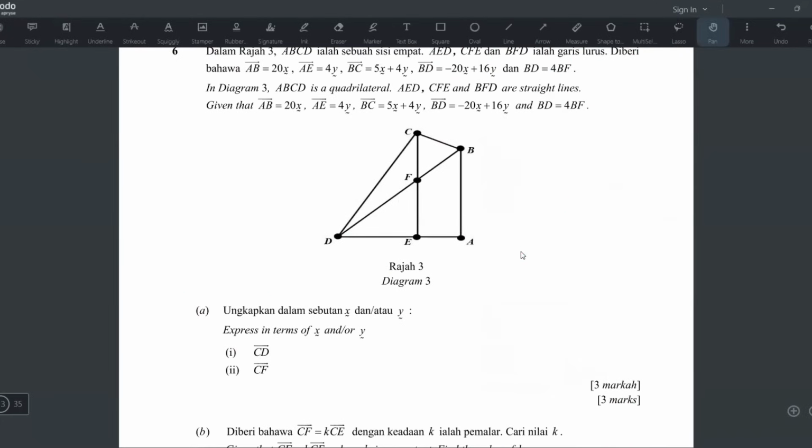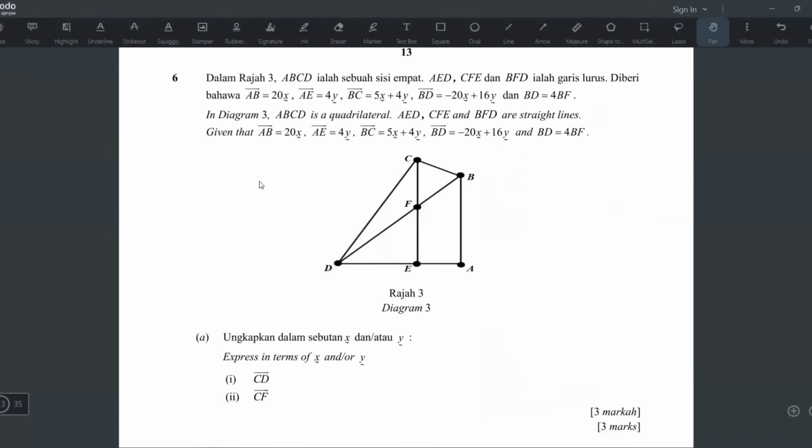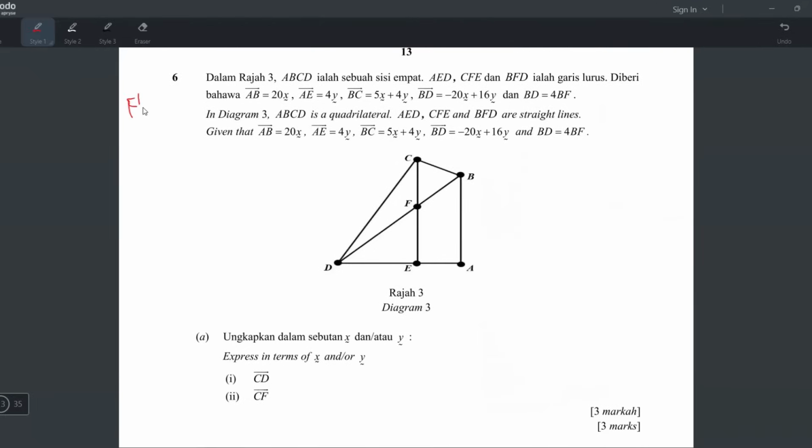Okay, let's do number 6 pula. Okay, apa ini chapter? Looks like a vector question. So from 4 chapter 8. Okay, in diagram 3, ABCD is a quadrilateral. ABCD, this one, this one, this one, this one. Okay, betul. Next one, AED, CFE, BFD are straight line. Okay lah, this one all useless one lah, tak penting pun. Given that, ini baru penting.